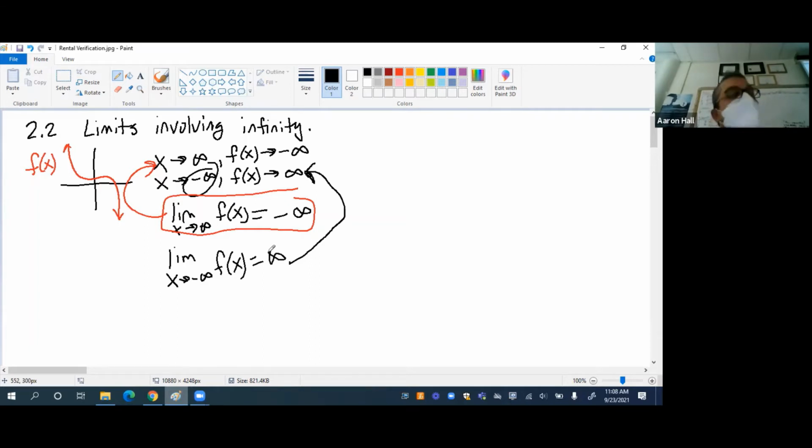Yes, Thomas. Would it be possible for x to approach negative infinity from the positive side? It's not quite what I meant, but technically, you can switch it up.